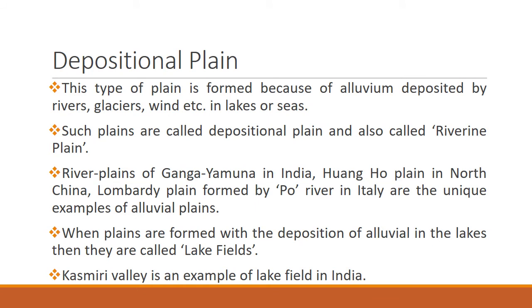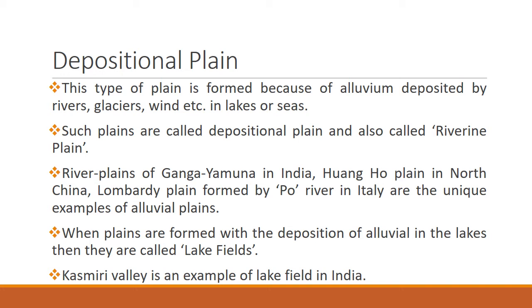Now, depositional plain. As we studied about erosional plain, the next step is depositional plain. Now, these plains are formed because of alluvium deposited by rivers, glaciers, wind, etc. in lakes or seas. Mostly when glaciers melt or when rivers are flowing, they erode. They take the soil or rocks with them. So, they are deposited in lakes or seas and they form the plains.